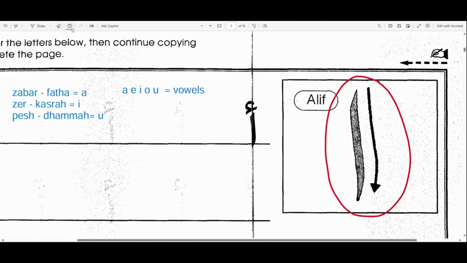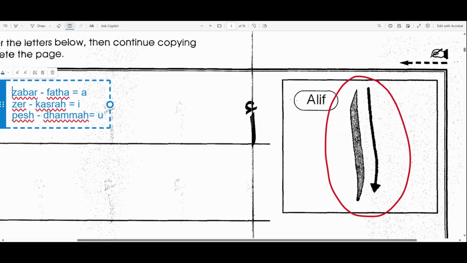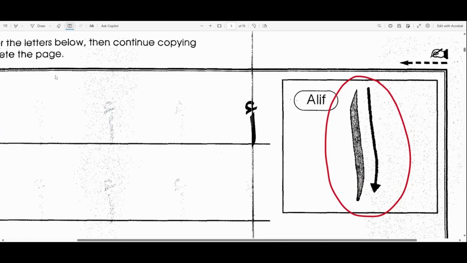So if the letter Alif has any of the Arabic vowels, Fatha, Kasra, Dhamma, or if you want to call them Zabar, Zer, and Pesh, from how you've learnt them in the past, these were things introduced later into the Arabic language to make it easier for non-Arabs to be able to read.